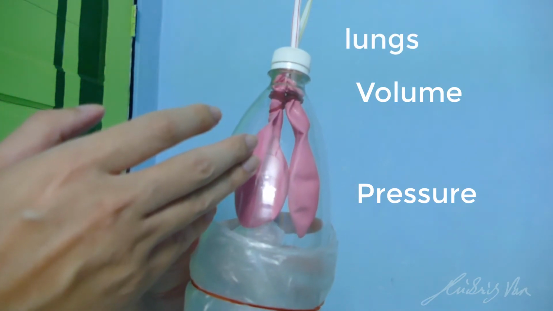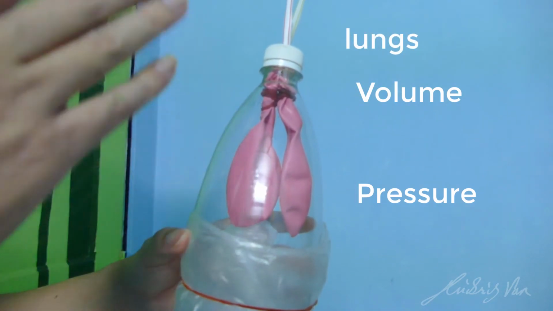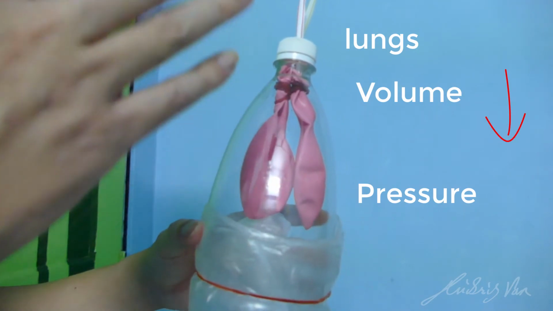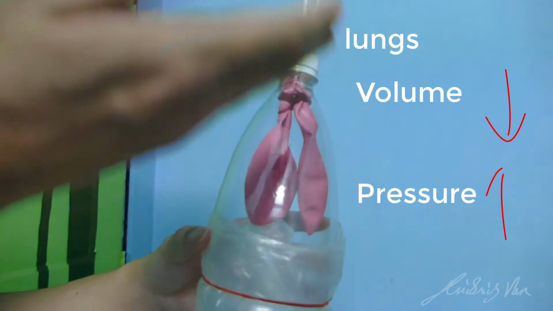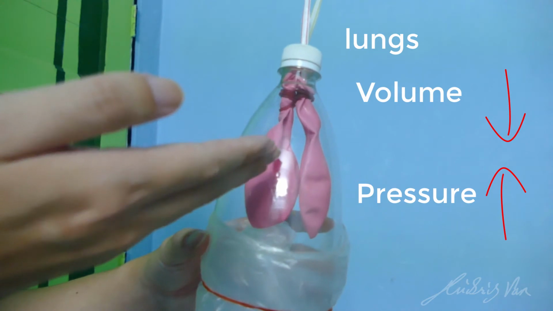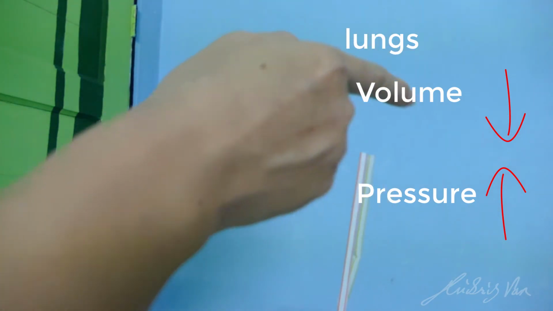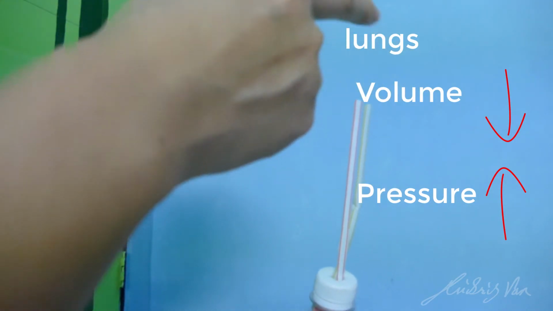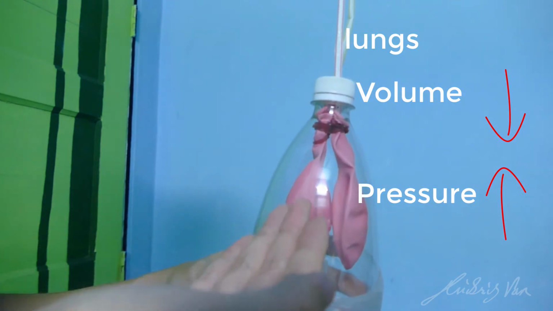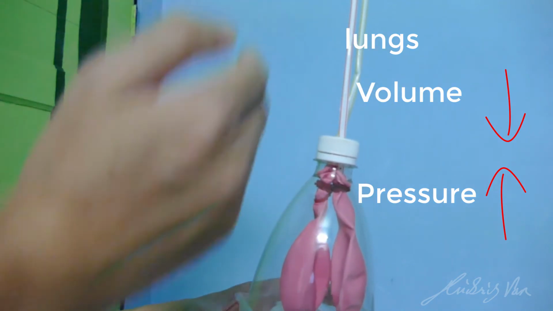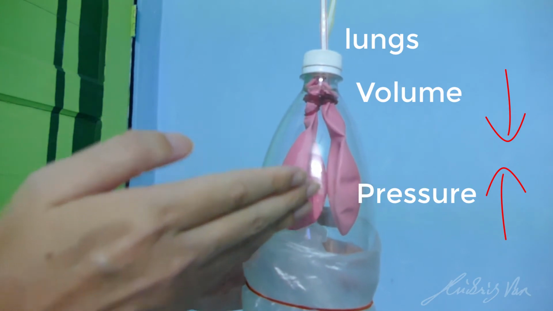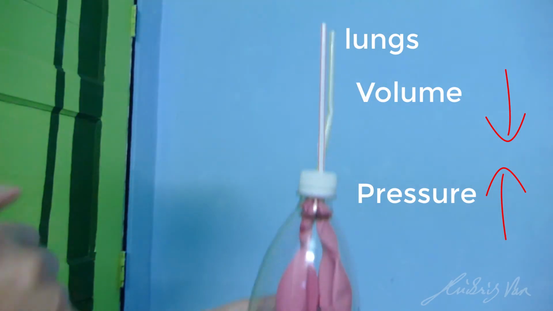As the lung shrinks, the volume in the lung will decrease. Volume decreases, pressure will increase. So pressure in the lung will increase and it becomes higher than the atmospheric pressure. So air will be forced out from the lung since the pressure in the lung is higher than the pressure in the atmosphere.